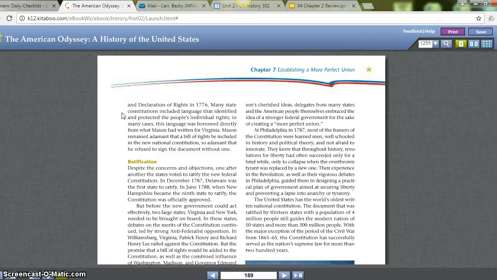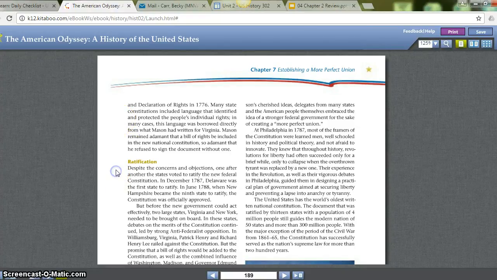Many state constitutions included language that identified and protected the people's individual rights. In many cases, this language was borrowed directly from what Mason had written for Virginia. Mason remained adamant that a Bill of Rights be included in the new national constitution, so adamant that he refused to sign the document without one.